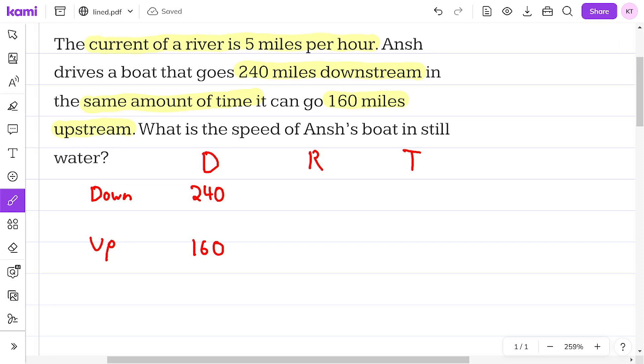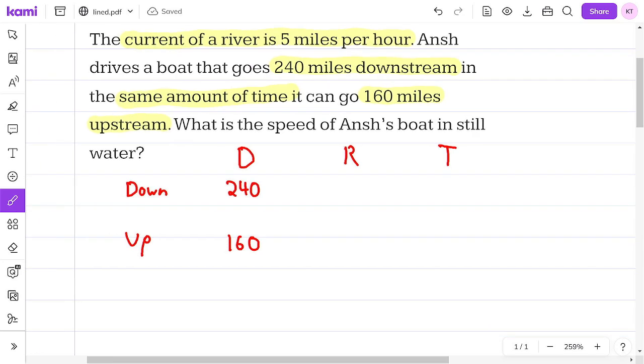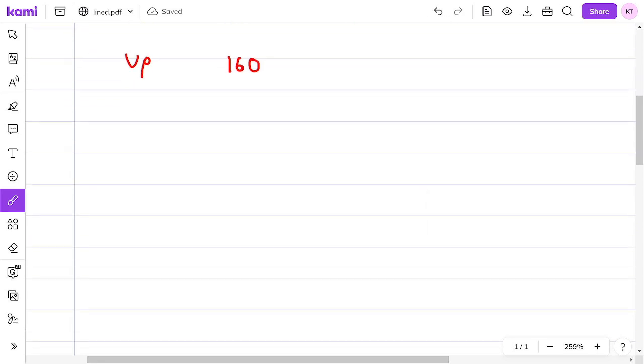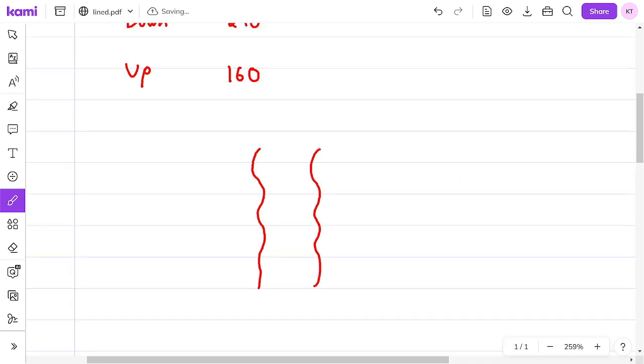Now, to figure out the rate, just like I did on the previous example, we're going to go ahead and draw a bit of a picture. So we have our river right here. Rivers, generally, they're going to flow. If it's going downstream, it's going with the direction. If it's going upstream, it's going up. So right now, this river on its own has a speed of 5 miles per hour.